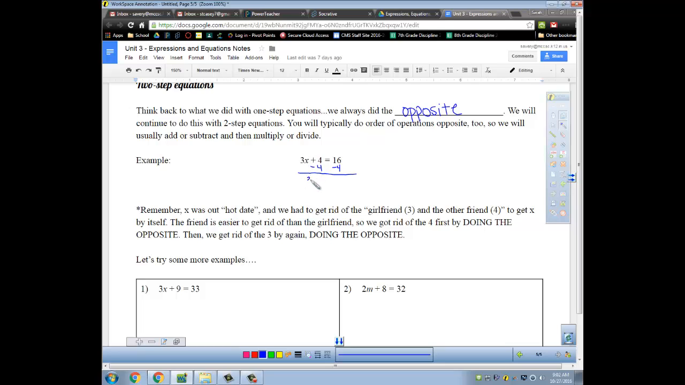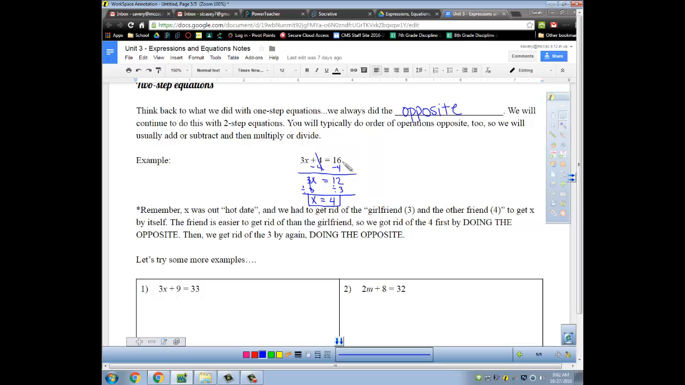So I'm going to bring down my 3x. 4 minus 4 is 0, so that's gone. 16 minus 4 is 12. Okay, so I got rid of the friend. Now I have to get rid of the girlfriend. So this says 3 times x. So the opposite of multiplication is division. So I'm going to divide both sides by 3. So we get x equals 4. So apparently I'm in love with 4, which happens to be my favorite number.